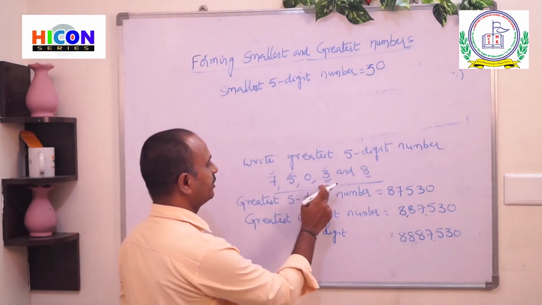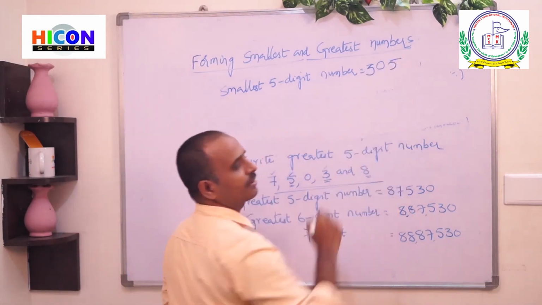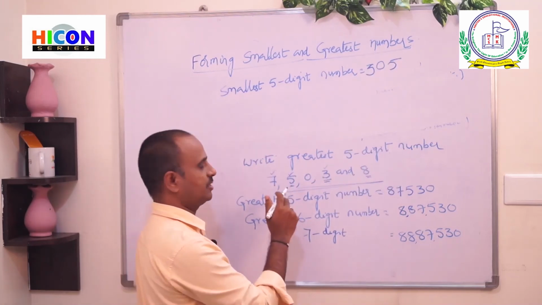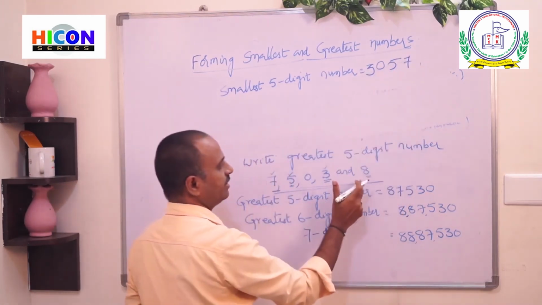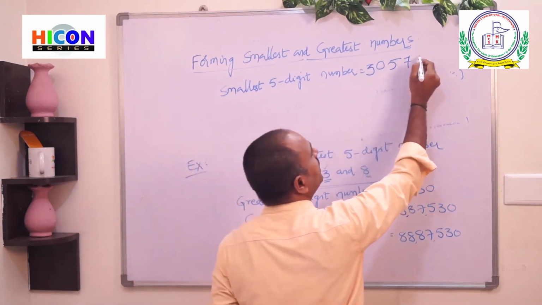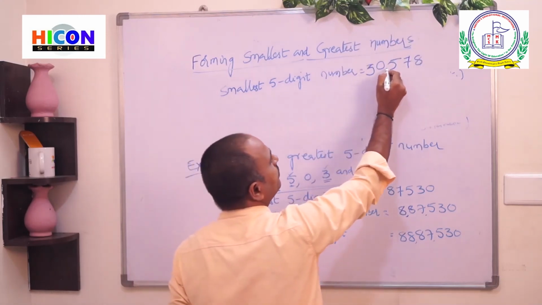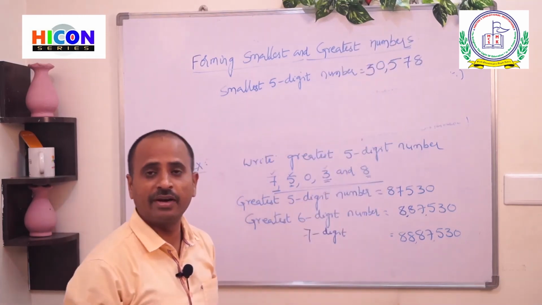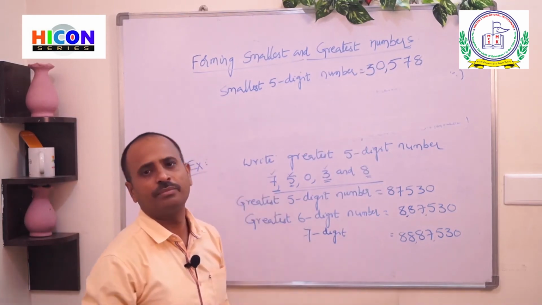After 3, which one is the smallest? 5 is the smallest, so write 5 here. After 5, which is the smallest? 7 is the smallest, so write 7 here. And the remaining digit is 8, so write 8 last. So this is the smallest 5-digit number, 30,578. In this way, we can write the smallest number.